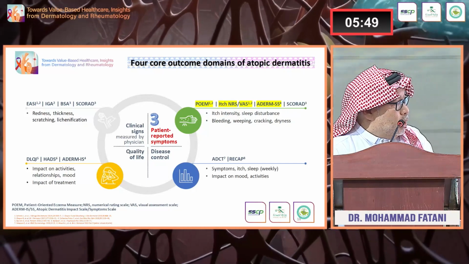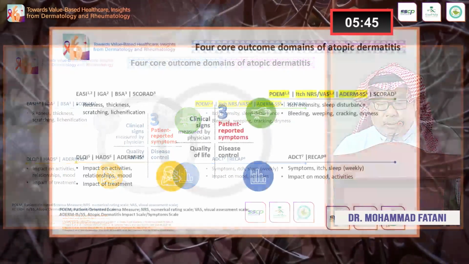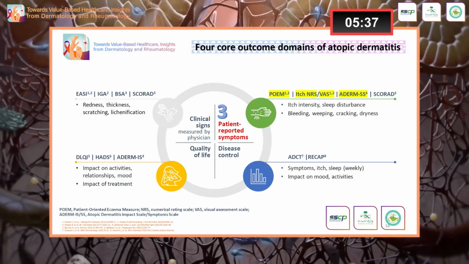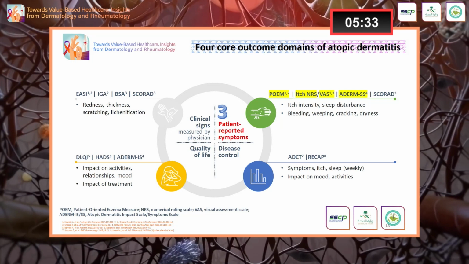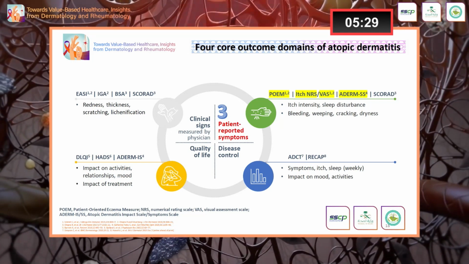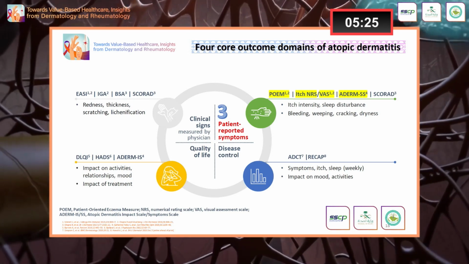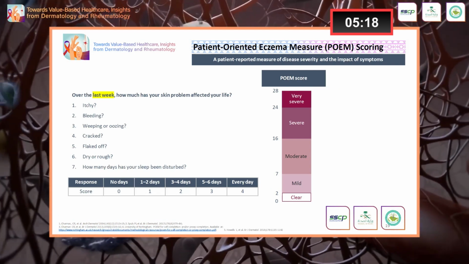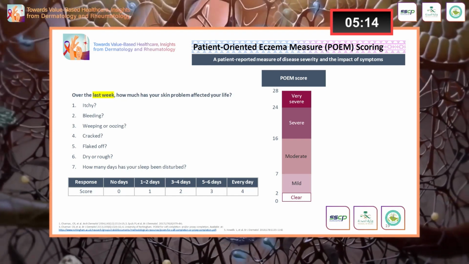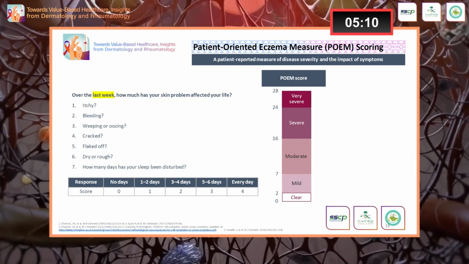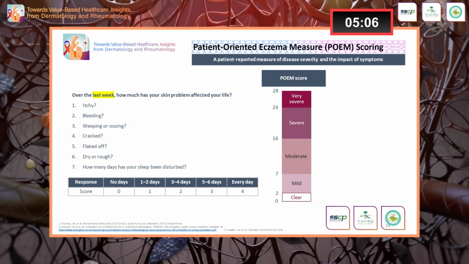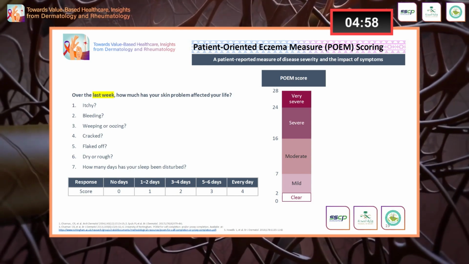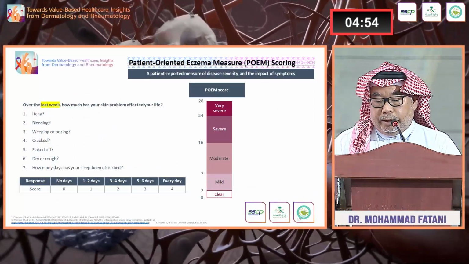The third domain is patient-reported systems. The famous one is the Patient-Oriented Eczema Measure, but usually we do not use it in real life; we use it for research purposes. There are also the NRS, which is the numerical rating scale, the VAS, visual analogue scale, and the atopic dermatitis impact scale and symptom scale. This is the formal scoring. These are the items we ask our patient about over the last week. How much has the skin problem affected your life? It covers symptoms, which is itching, and also signs, such as bleeding, weeping, cracking, flaking of dry or rough skin, and how many days sleep was affected. So it covers two symptoms, itching and sleep.